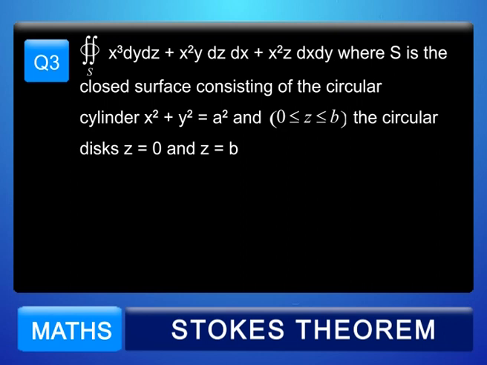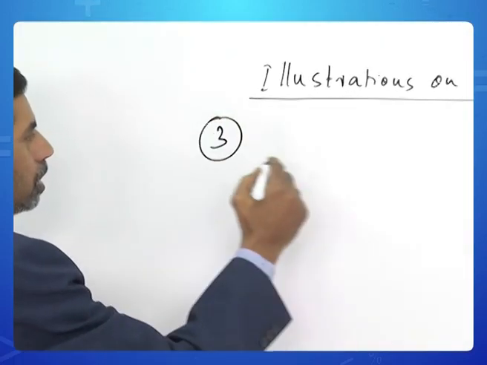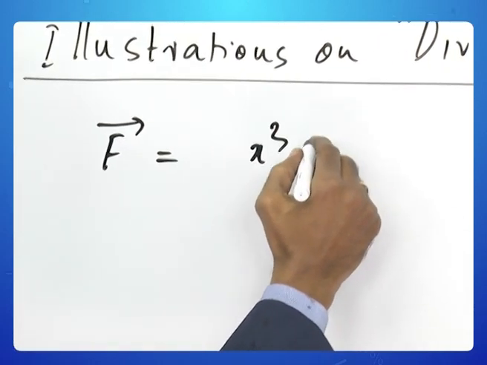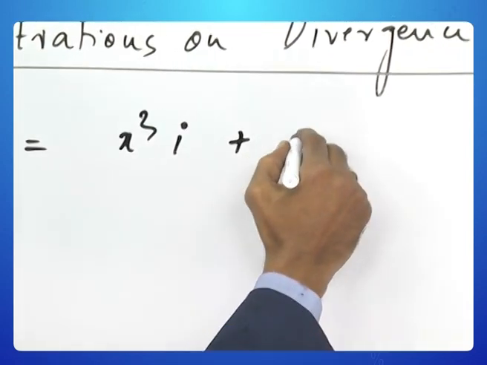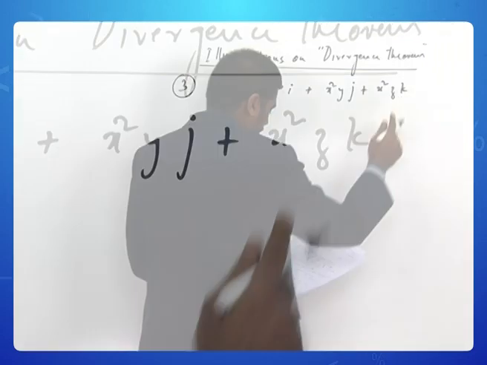Question number 3. What is the output of the closed surface integral of x cube dy dz plus x square y dz dx plus x square z dx dy, where S is a closed surface of the circular cylinder x squared plus y squared is equal to a squared, and the circular discs z is equal to 0 and z is equal to b. So we can extract the field F is equal to x cube i plus x square y j plus x square z k.